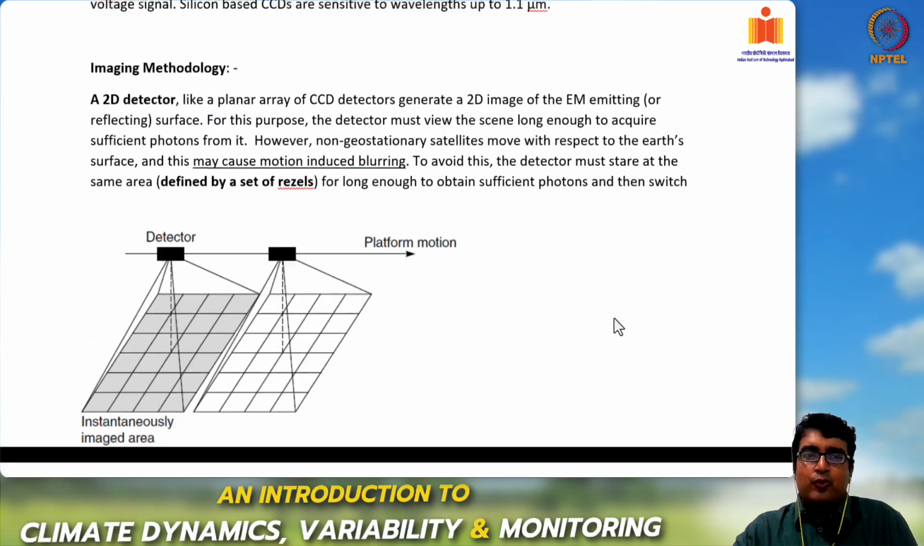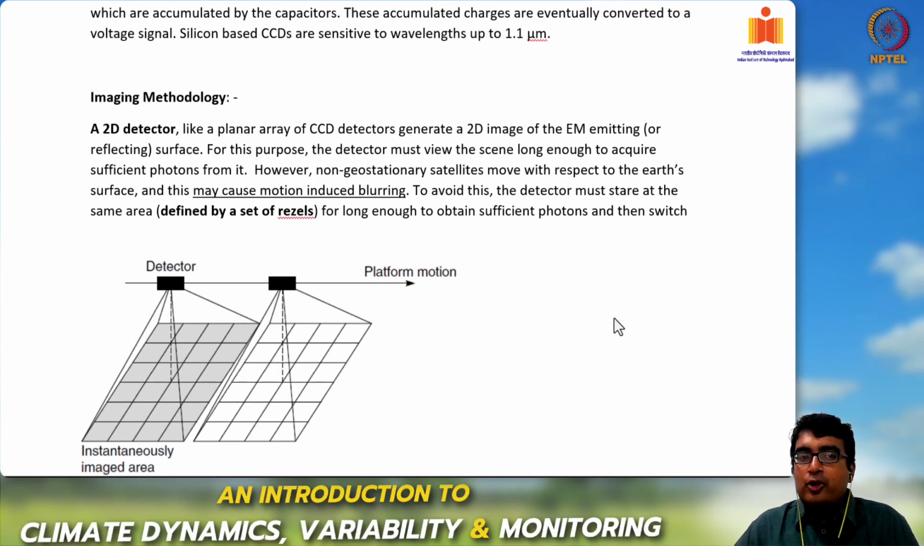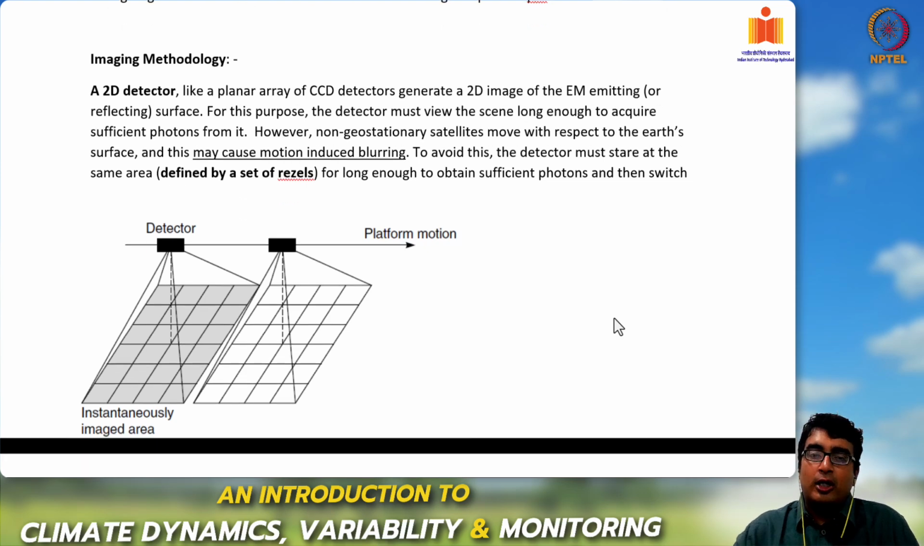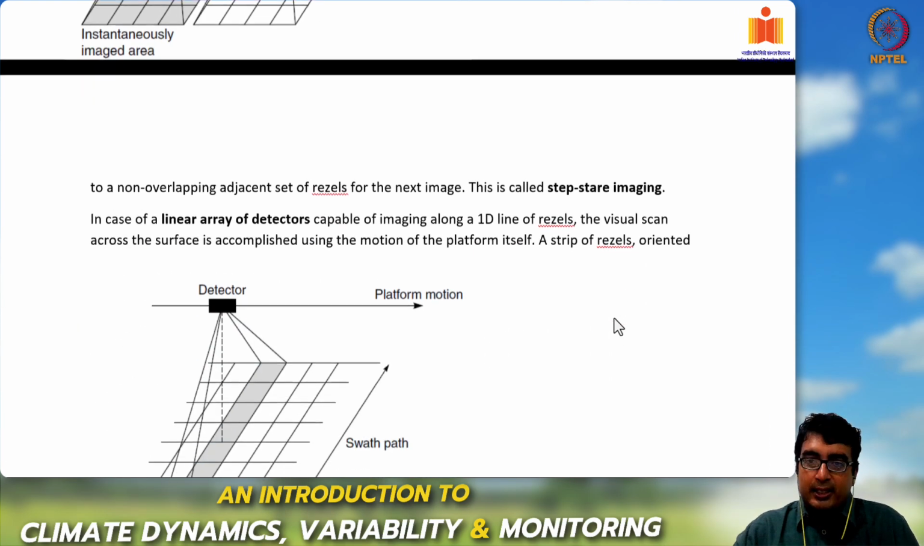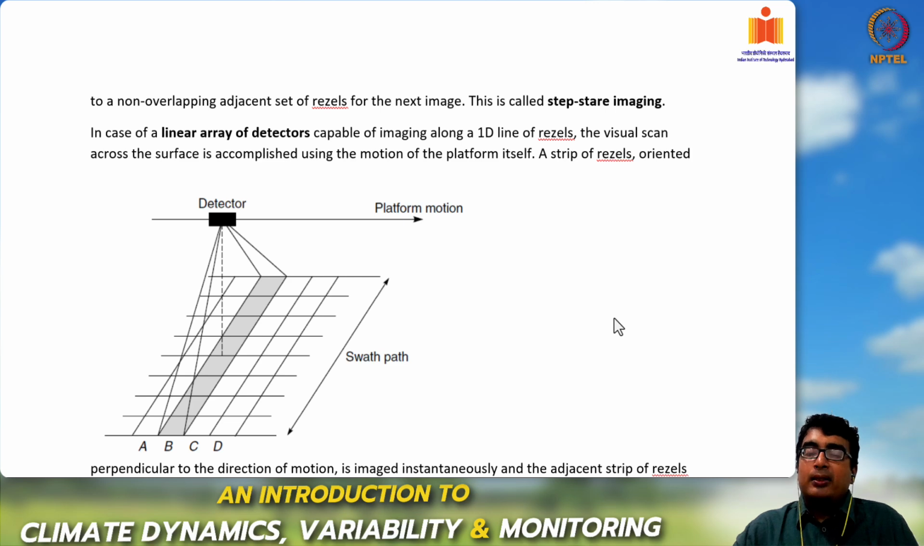In the previous class we were discussing how a 2D detector array can properly image a certain geographic location on the Earth's surface without causing motion blurring, through what is called the step-stair imaging technique. Now, there may be other types of detector systems which, instead of being an area, are a linear array of detectors which is able to detect along a given column on the ground surface. So, this column of results is being detected by a linear array of detectors.